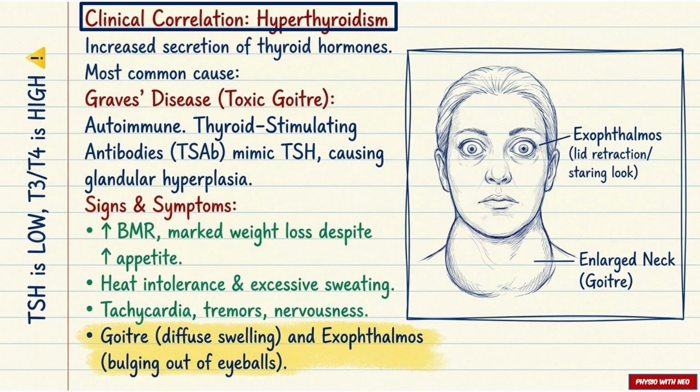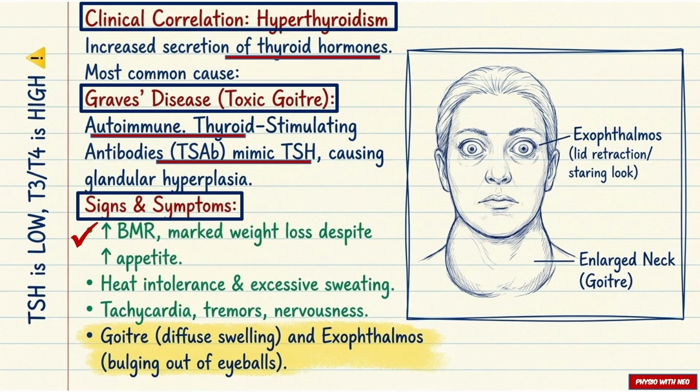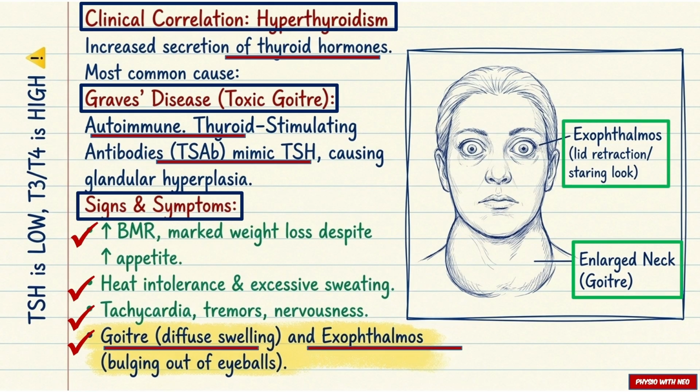Now let's move to the clinical physiology of hyperthyroidism, where there is increased secretion of thyroid hormone. The most common cause is Graves' disease or toxic goiter. This is an autoimmune disease where antibodies mimic thyroid stimulating hormone causing glandular hyperplasia. The signs and symptoms include raised BMR causing marked weight loss, heat intolerance, excessive sweating, tachycardia, tremors, and nervousness. Remember, here goiter and exophthalmos are the two important major symptoms of Graves' disease.